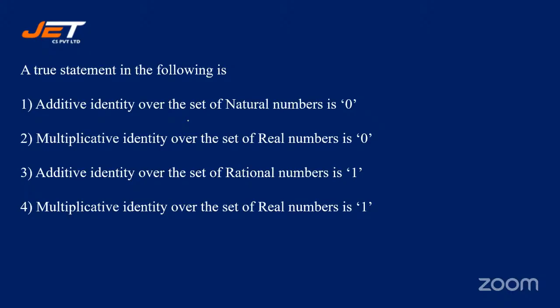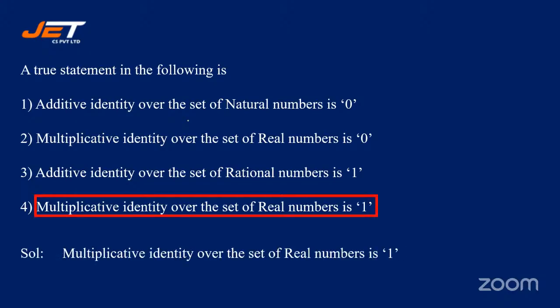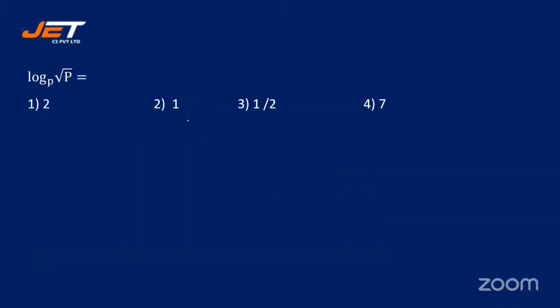A true statement in the following is dash. Additive identity over the set of natural numbers is 0. Multiplicative identity over the set of real numbers is 0. Additive identity over the set of rational numbers is 1. Multiplicative identity over the set of real numbers is 1. So which is the correct option? The correct option must be option 4, isn't it? See the next question. Log root p base p is dash. Root p can be written as p to the power half. So half into log p base p, which is 1. So your answer must be half.